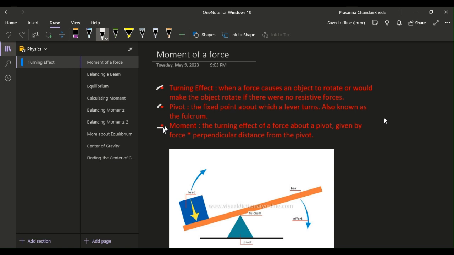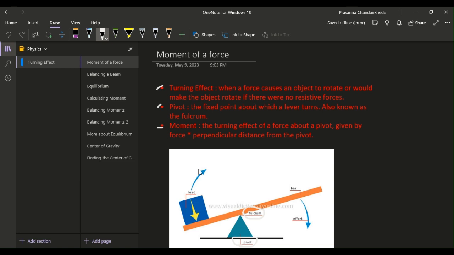So what is turning effect? It is when a force causes an object to rotate, or would make the object rotate if there were no resistive forces. The pivot is over here. Let me show you the pivot. This is a fixed point about which a lever turns. It is also known as the fulcrum.